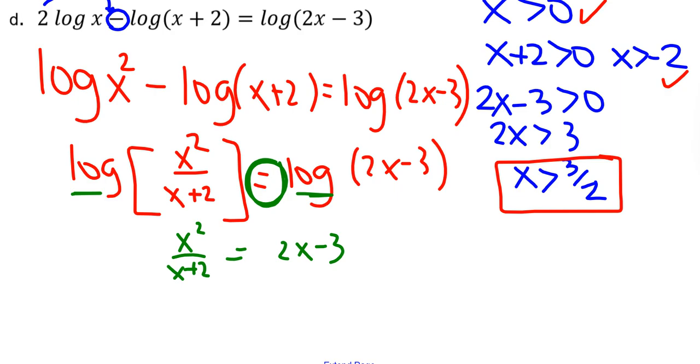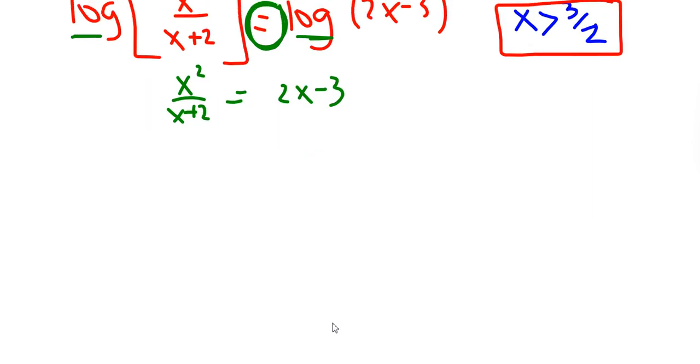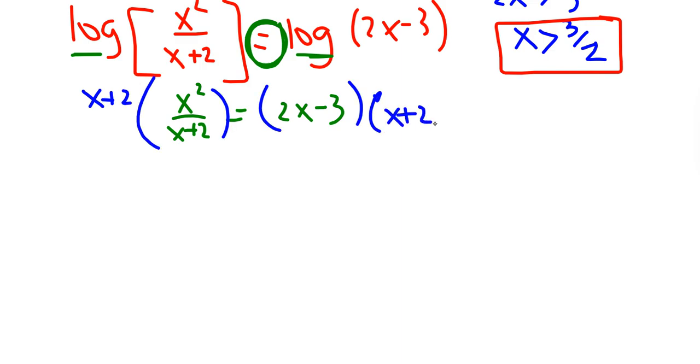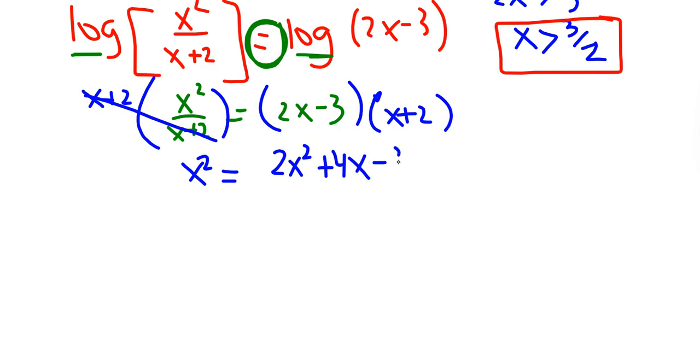So what I'm going to do to solve this is I am going to get rid of my denominator, get rid of my fraction. I'm going to multiply this side by x plus 2. And to be fair, I multiply this side also by x plus 2. So that's gone. So I'm left with x squared equals distributive property on the other side. And then just tidy it up.